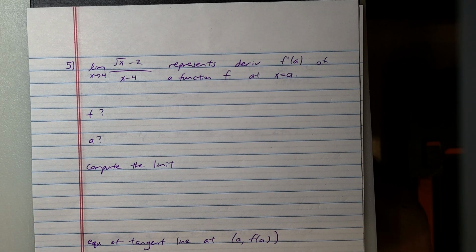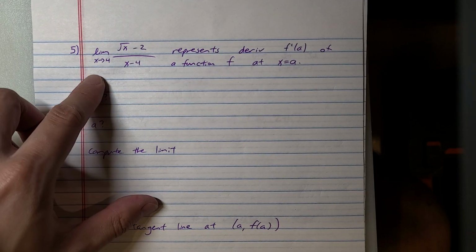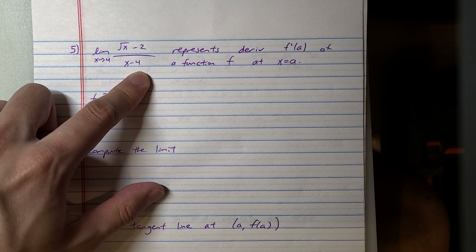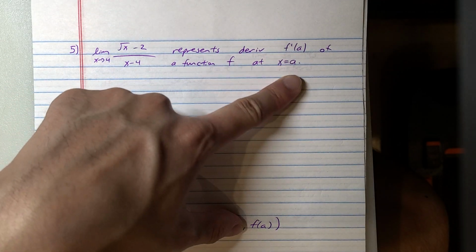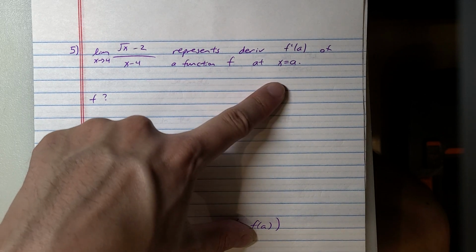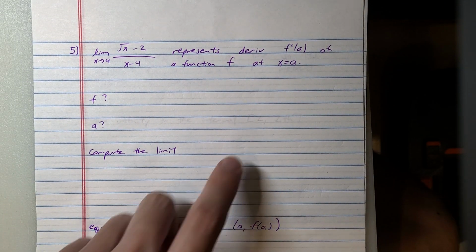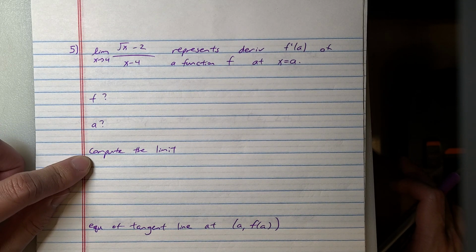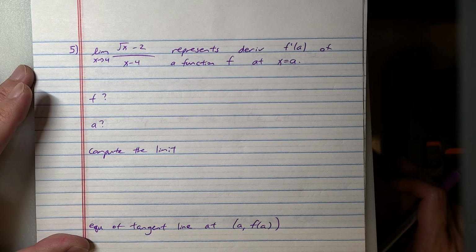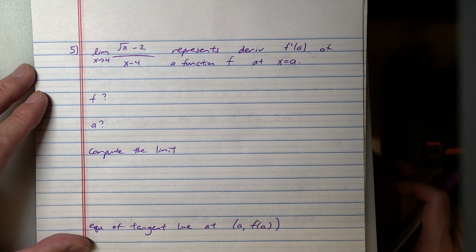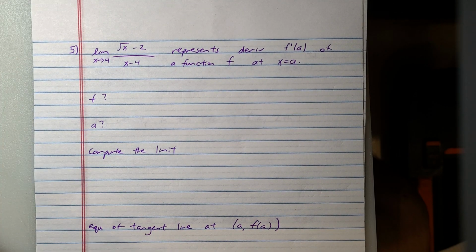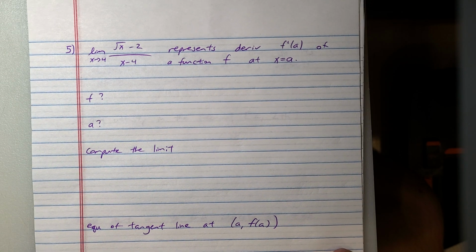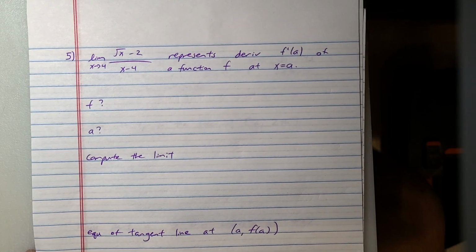Number 5, we are told that this limit as x goes to 4 of square root of x minus 2 over x minus 4 represents the derivative f prime of a of a function f at x equals a. We're asked to find what f is, what a is, to compute the limit, and to find the equation of the tangent line at a, f of a. I'll try to write big so it's clear on the video. I tend to write smaller, especially when there's lines.